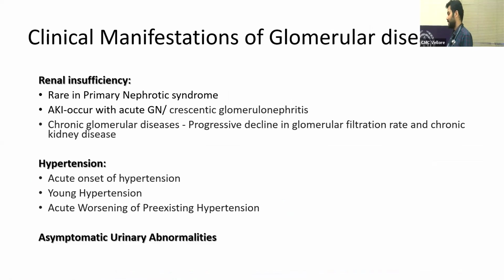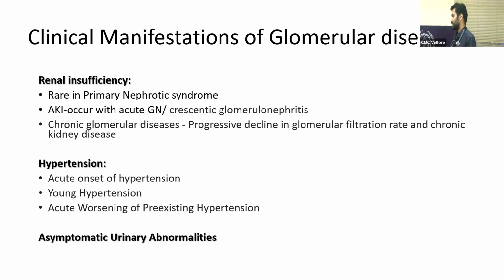Many patients may come to hospital with severe azotemia, uremic symptoms, oliguria, or fluid overload symptoms. Among our glomerular diseases, nephrotic and nephritic syndrome, renal dysfunction is very rare in nephrotic syndrome because they have mainly proteinuria, but renal dysfunction is very rare, occurring only in some exceptional conditions.